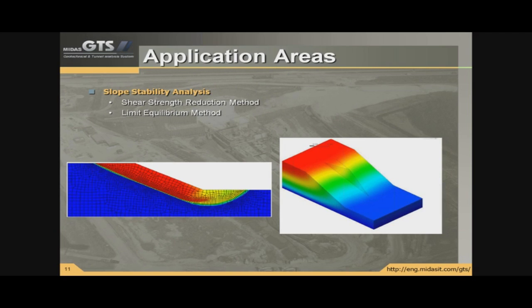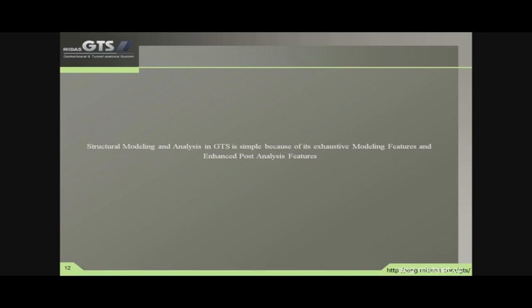Finally, you can also perform the slope stability analysis. You can perform the slope stability analysis in 2D and 3D both, and the method can either be the shear strength reduction method or the limit equilibrium method. So in Midas GTS, you can use either of the methods for performing the slope stability analysis.